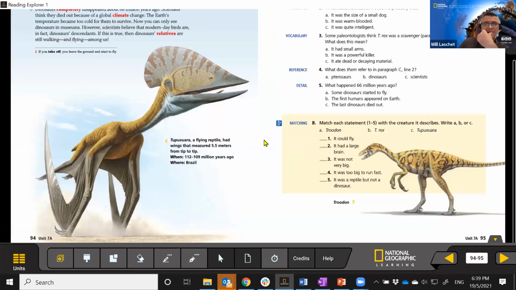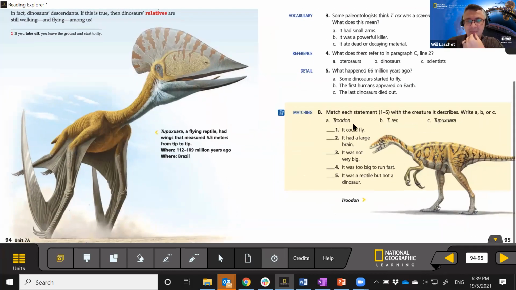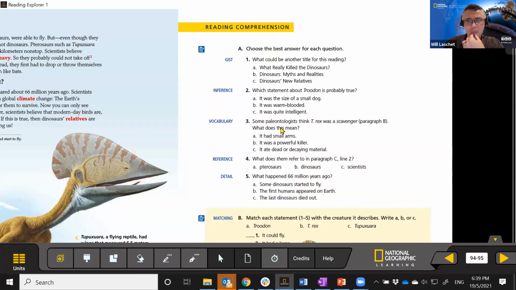How about vocabulary? Some paleontologists think T-Rex was a scavenger. Paragraph B, what does this mean? So let's have a look through, see if you can decide A, B, or C. Small arms, powerful killer, or eat dead or decaying material. And it's this one, C, isn't it? Eat dead or decaying material.